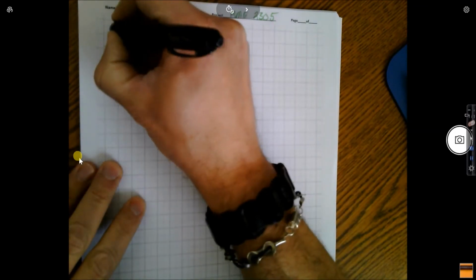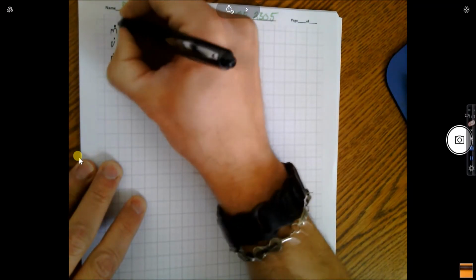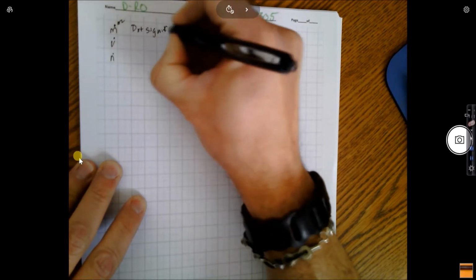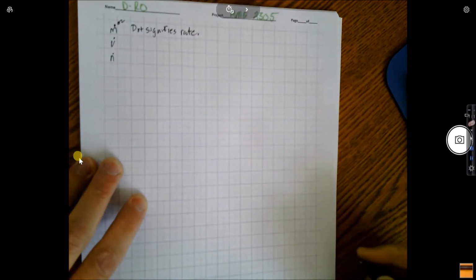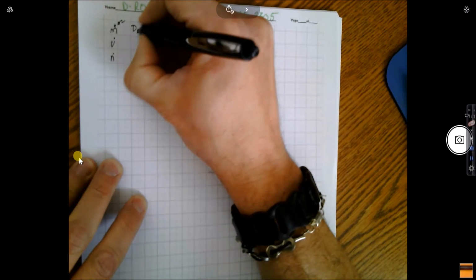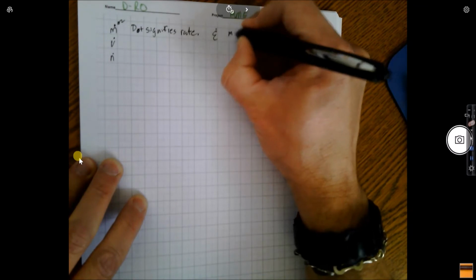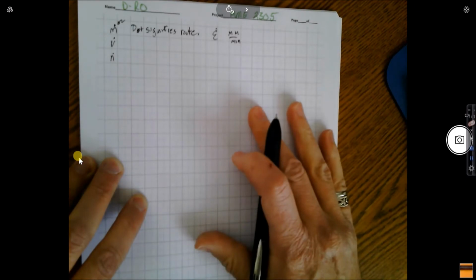The rates we tend to care about in this class are mass flow rate, volumetric flow rate, and molar flow rate, okay? And you know it's a rate because of the dot. A dot signifies a rate. In other classes, you may be given epsilon dot, and that would be strain rate, given in terms of millimeters per minute.